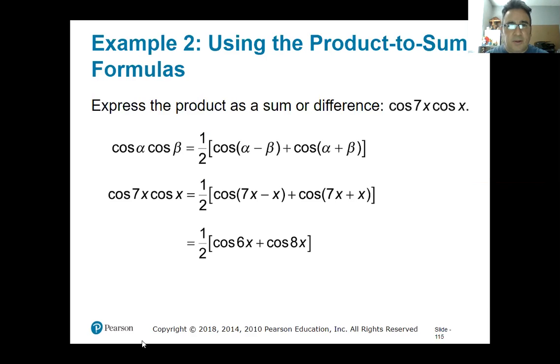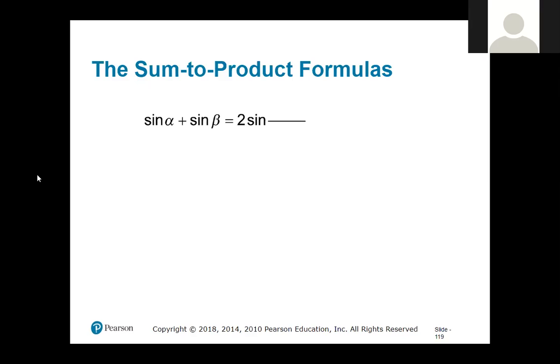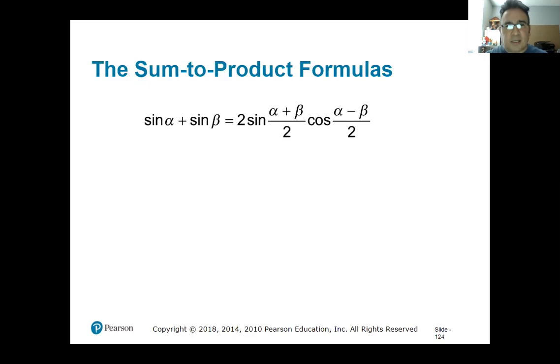Let's look at example 3. These are your sum to product formulas. If you've done these, help me out here. Somebody who's done them, sine of alpha plus sine of beta. Who's got that for me? 2 sine alpha plus beta over 2 cosine alpha minus beta over 2. Good job, Leilani. Okay, so that's our first one.